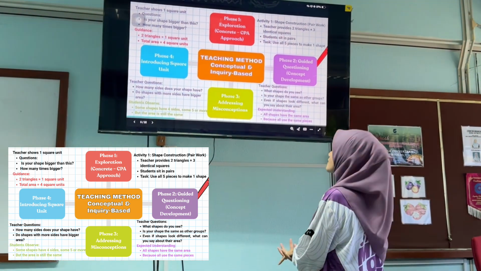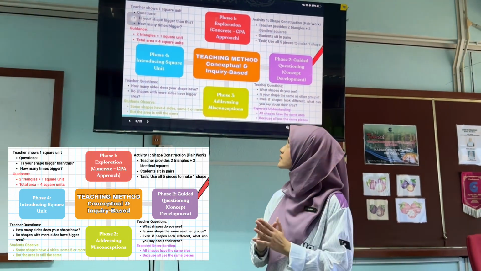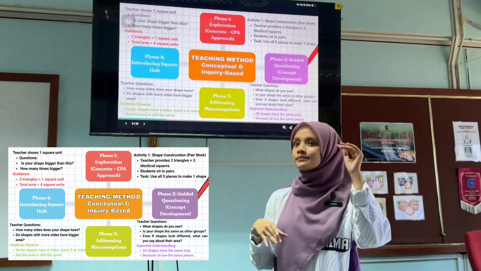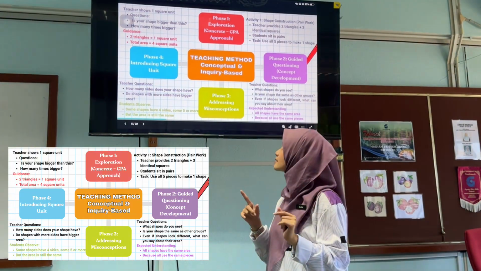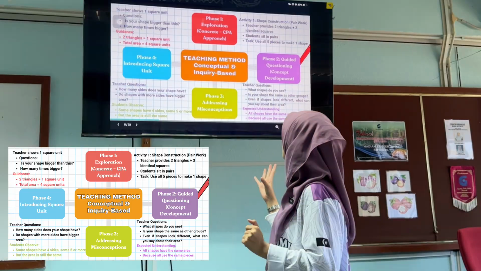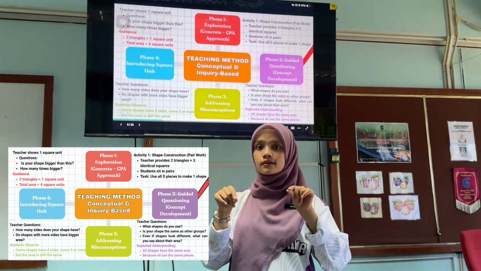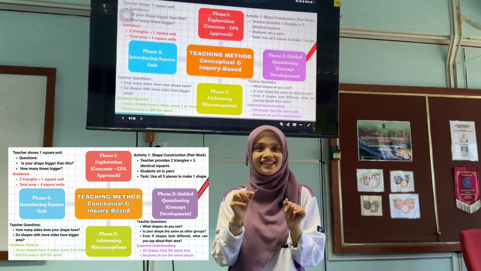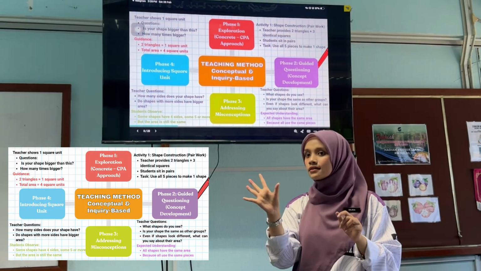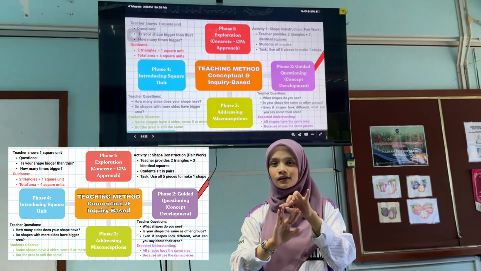Okay, so phase 4 is introducing the square unit. The teacher will show one square unit and ask the students, is your shape bigger than this, or how many times is it bigger? The teacher uses one square unit only, and the students have 5 pieces, which is 3 squares and 2 triangles.